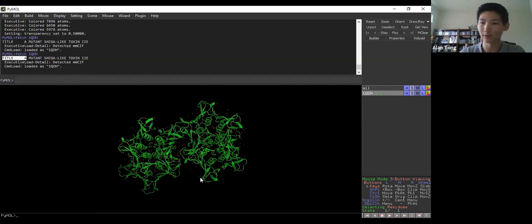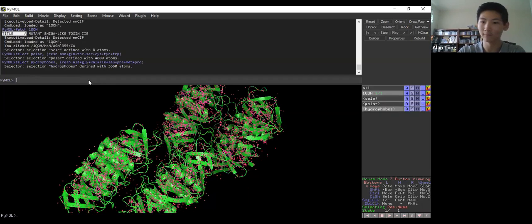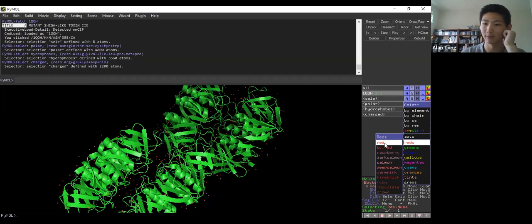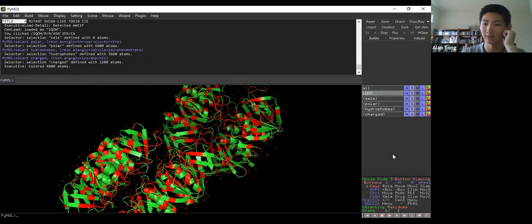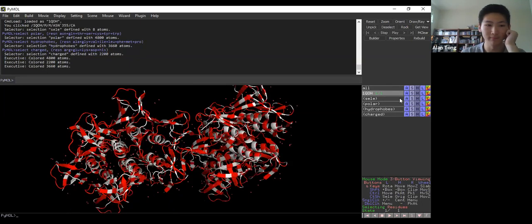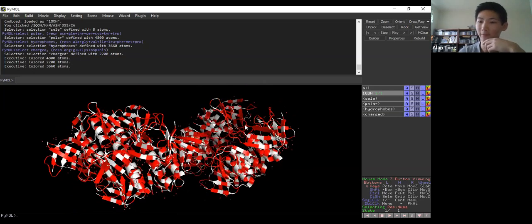All right, so check this out. We have all these things here. We can color it. We can also do the same thing as before, right? Let's select the polar ones. Let's select the hydrophobes. Let's select the charged, right? Let's color it. Let's see what we get, shall we? Let's color these red. Let's color the hydrophobes white again. Why not, right? And you can see that there's a pattern here, maybe not as pronounced as a membrane protein, which is probably expected, right?